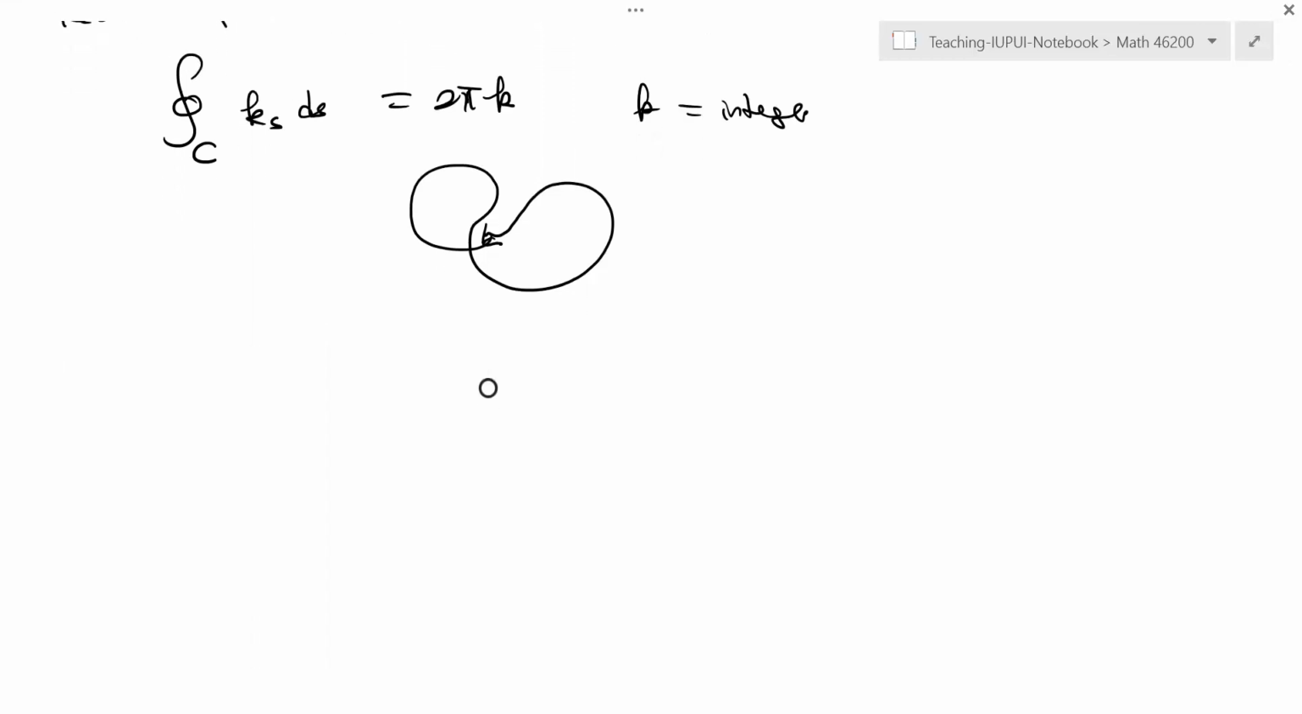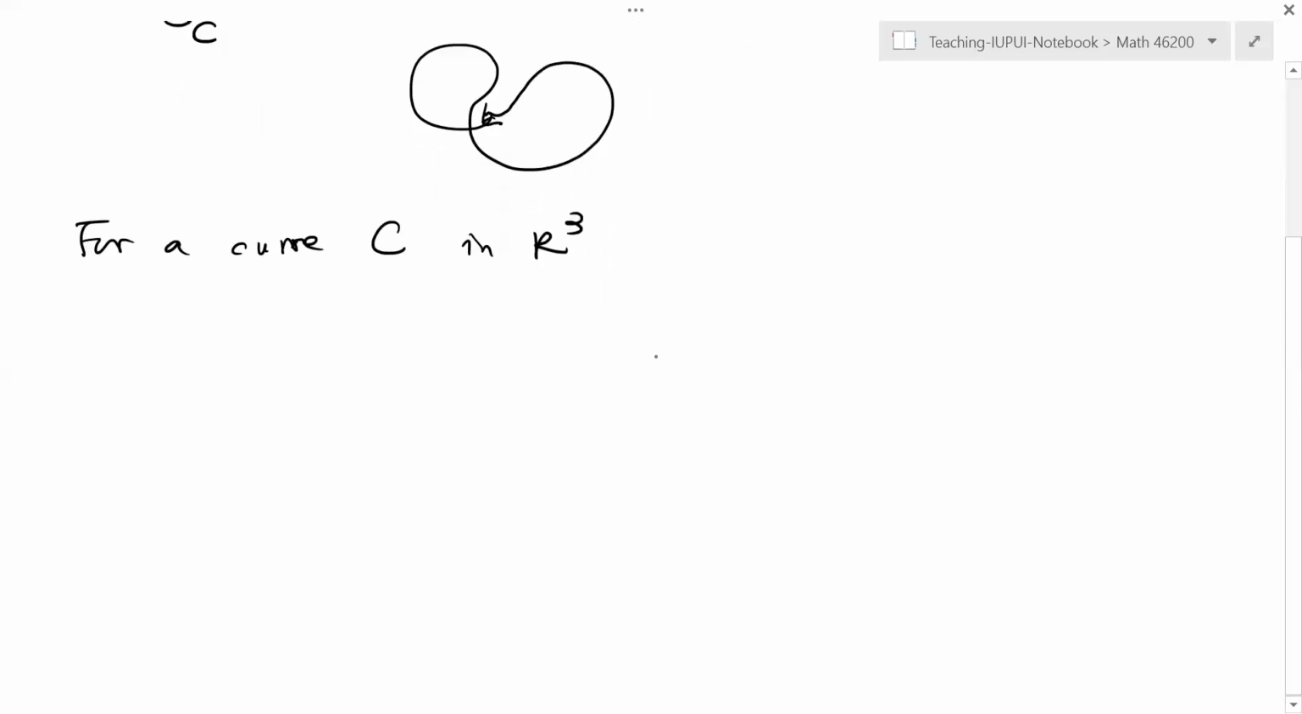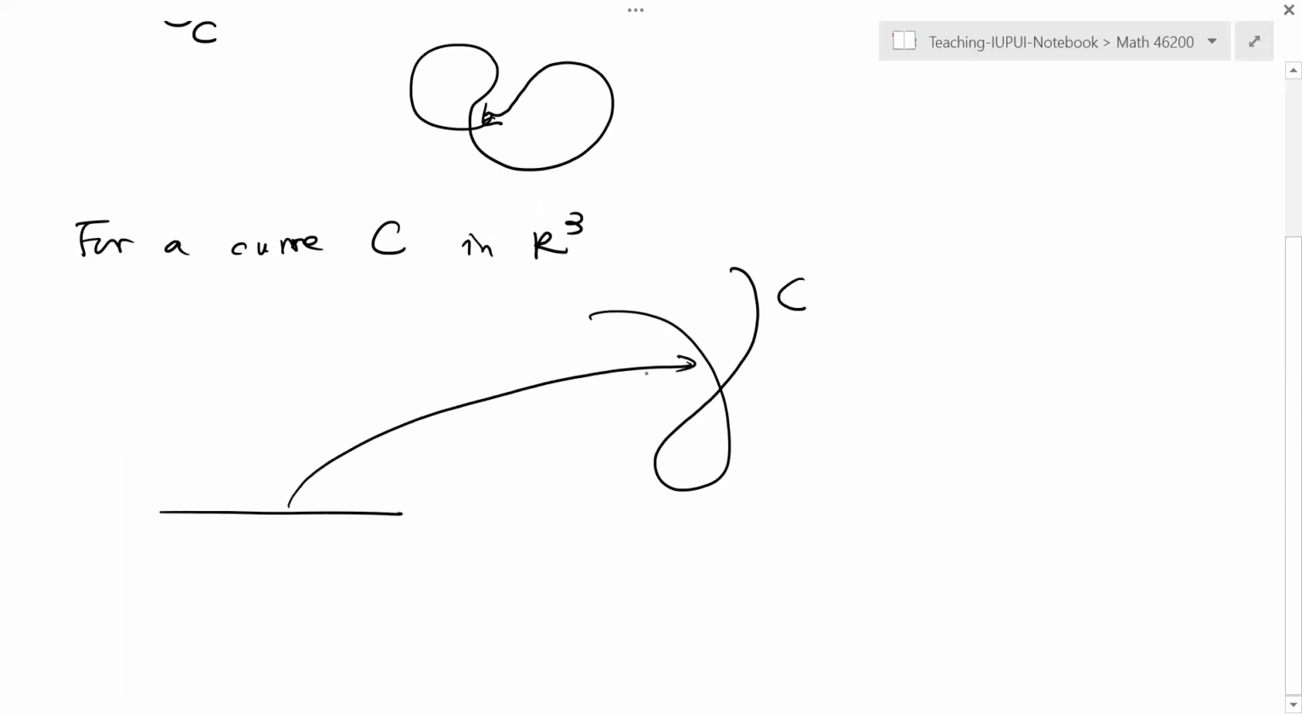And now we are going to study curves in space. Curves in space in general is very complicated. You have involved two curvatures, right? One is torsion, the other one is curvature. For a curve C in a three-dimensional space, we use a parameterization.